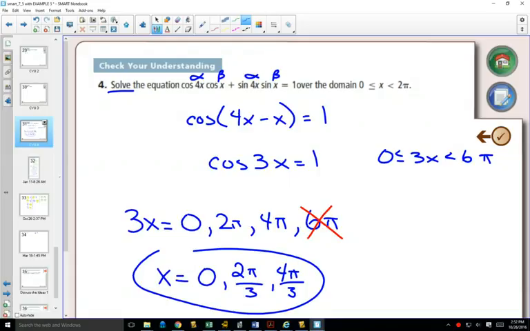Okay, the questions you can do for this one are 15 and 17.